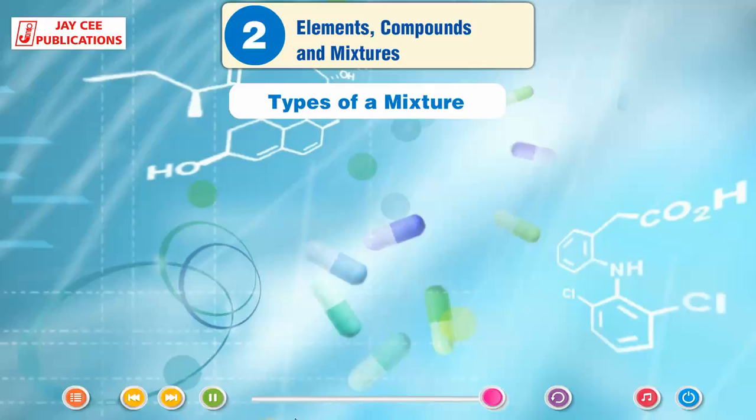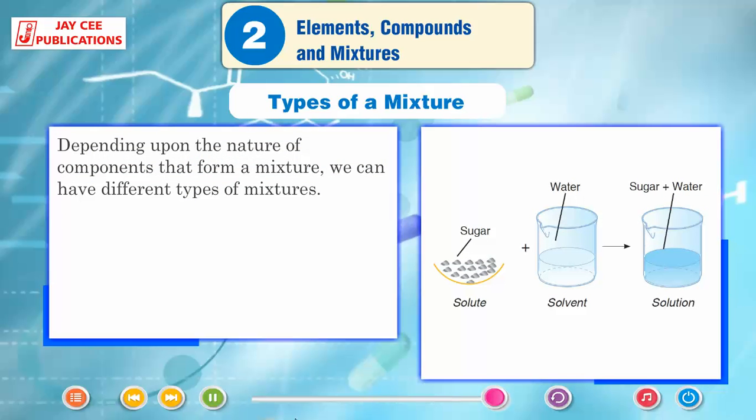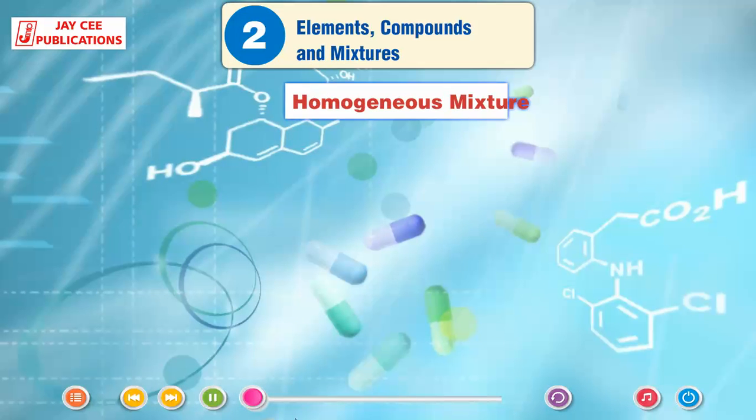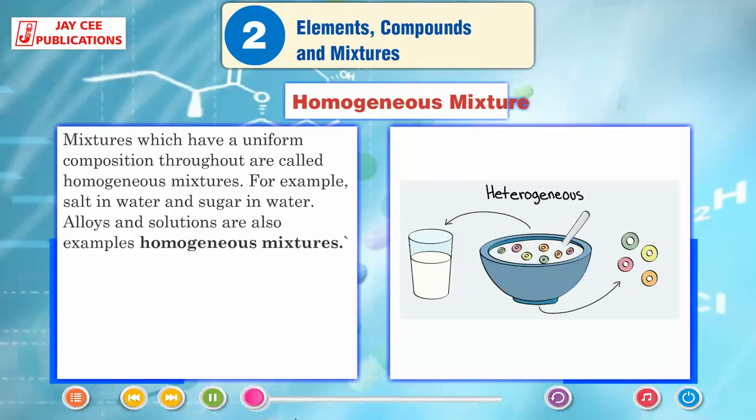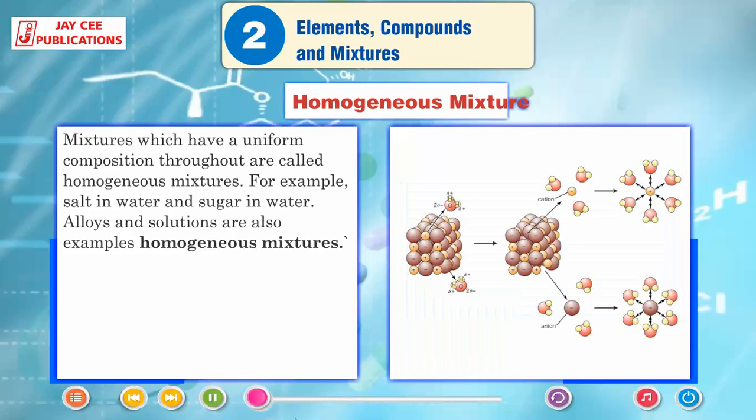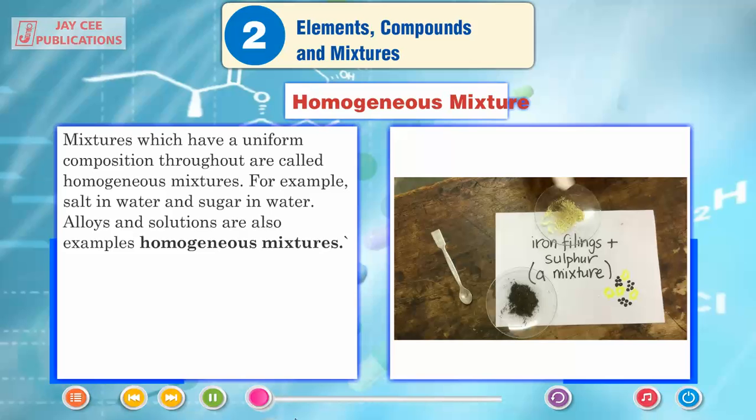Types of a mixture. Depending upon the nature of components that form a mixture, we can have different types of mixtures. Homogeneous mixture. Mixtures which have a uniform composition throughout are called homogeneous mixtures. For example, salt in water and sugar in water. Alloys and solutions are also examples of homogeneous mixtures.